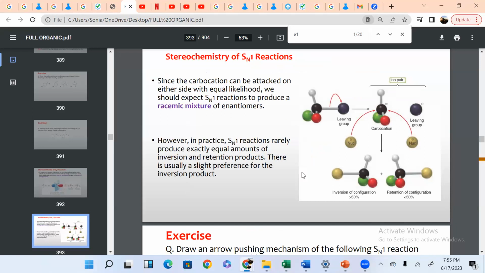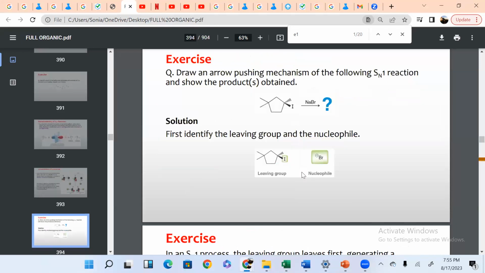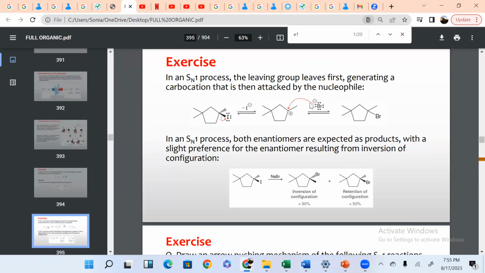However, there's usually a slight preference for the inversion product. So of the products, you'll have the inversion product being slightly more than 50, the retention being slightly less than 50. So an arrow pushing mechanism, I think we now know how this will happen. This leaving group leaves, you have the formation of the carbocation, and then the nucleophile attacks, and you have your new group, like you can see here, nucleophilic attack to this carbocation, and you have the bromine, the new compound here.